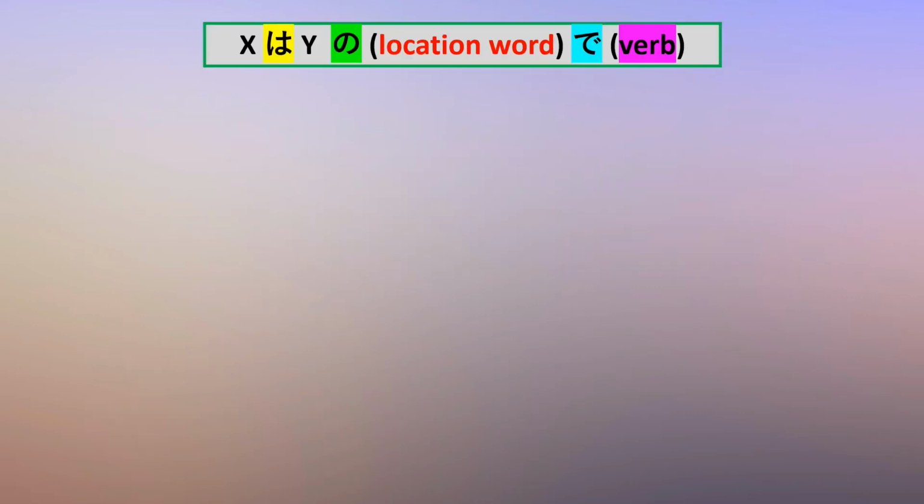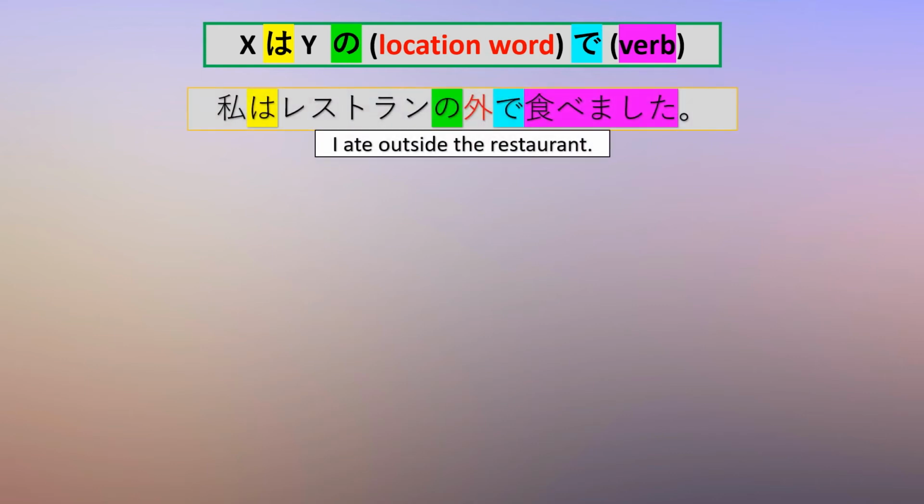Aside from describing where things are, as in using desu, we can use any of the location words together with a verb to describe an event that occurs in that place. To use these phrases with verbs such as taberu and matsu, we need to use the particle de, and then the verb. So here is the equation. X, Y, the reference point, then no, location word, de, verb. For example, watashi wa restaurant no soto de tabemashita.